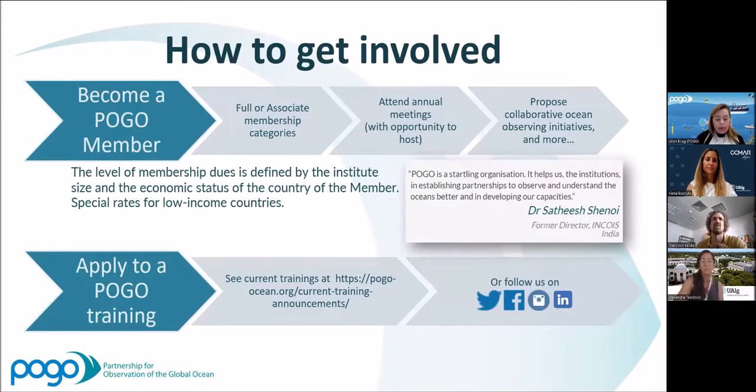You can become a member of POGO if your institute is recognized as belonging to the group of oceanographic research institutes and will actively contribute to developing the global agenda for ocean observing. To facilitate the membership of institutions from low-income countries, special rates are applied for the first 3 years of membership. And if you are an early career ocean professional, consider applying for one of our trainings. You can check current training announcements on our website, receive them in your inbox by subscribing to our mailing list, or check our social media.